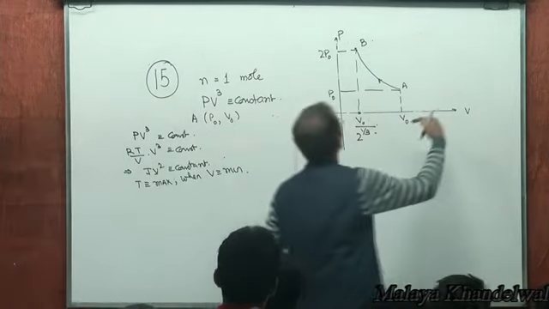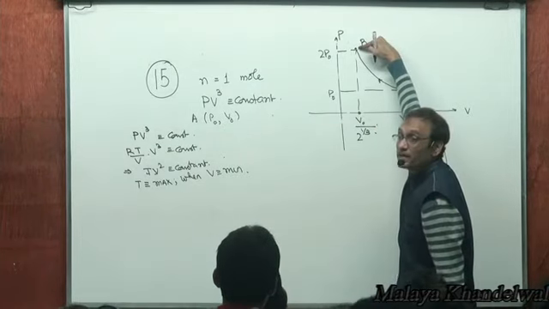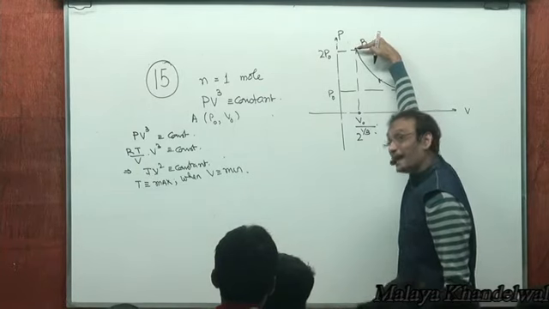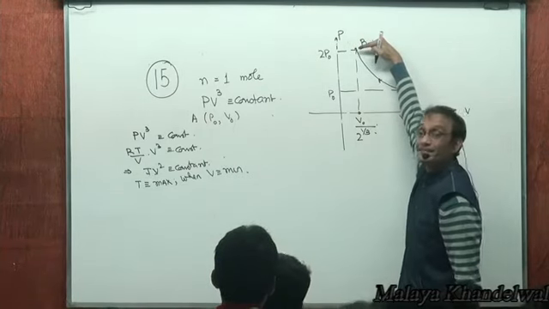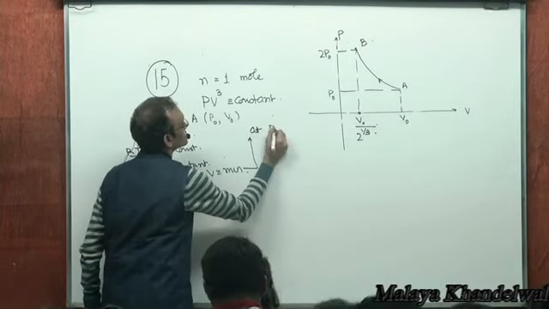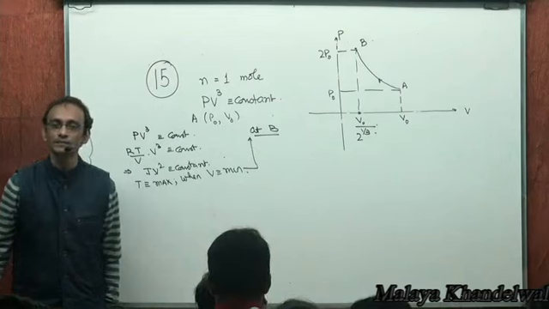So between A and B, when is V minimum? At B, isn't it? V is minimum from A to B at B. That means at B minimum volume and therefore maximum temperature. This happens at B.